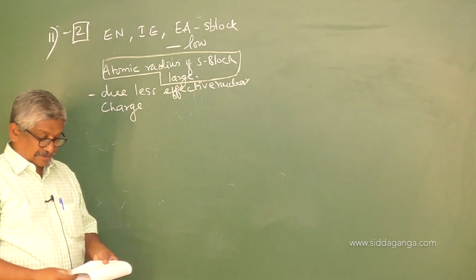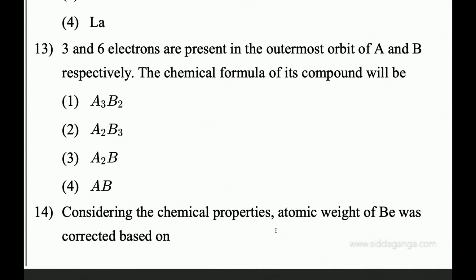Next 30. 3 and 6 electrons are present in the outermost orbit, A and B respectively. The chemical formula its compound will be. ಒಂದು ನೆನಪಿಟ್ಟುಕೊಳ್ಳಿ, if 5ಕ್ಕಿಂತ ಗ್ರೂಪ್ ನಂಬರ್ ಕಡಿಮೆ ಇತ್ತಂದ್ರೆ ಅದೇ ವ್ಯಾಲೆನ್ಸಿ ಆಗುತ್ತೆ, ಆ ಪರ್ಟಿಕ್ಯುಲರ್ ಎಲಿಮೆಂಟ್ಗೆ ಅದೇ ವ್ಯಾಲೆನ್ಸಿ ಆಗುತ್ತೆ. 5ಕ್ಕಿಂತ ಜಾಸ್ತಿ ಇತ್ತಂದ್ರೆ 8 ಇಂದ ಆ ಪರ್ಟಿಕ್ಯುಲರ್ ನಂಬರ್ ಮೈನಸ್ ಮಾಡಬೇಕು.